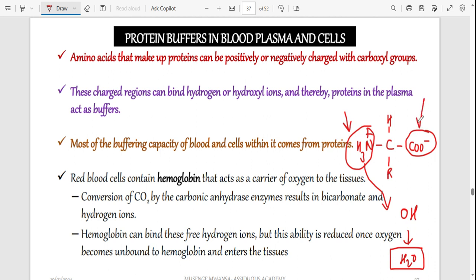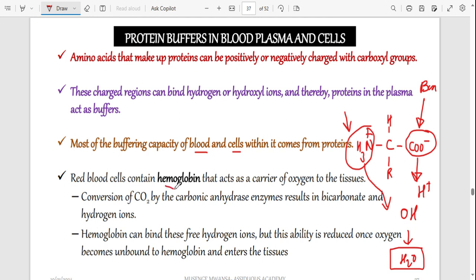And then this COO minus, which is the carboxylic acid functional group, or the carboxyl group, will be the one which will be gaining hydrogen. Let's say we are reacting this with an acid. So this acid will be able to react, this hydrogen will be able to attach there, and then you form COOH. So this one will be acting as the base. Okay. So most of the buffering capacity in the blood and also in cells will actually come from proteins.